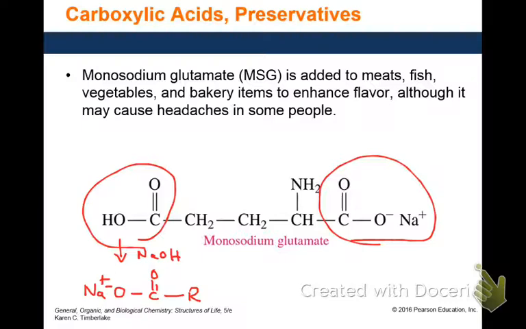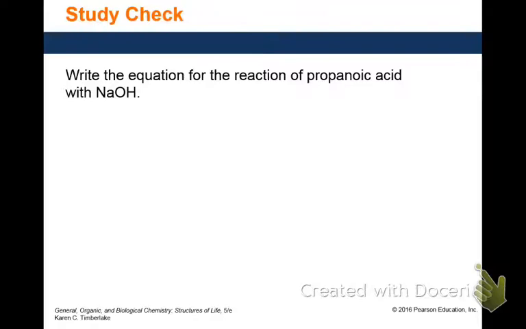So good. We're going to do the reaction equation for propionic acid and sodium hydroxide, and then we'll name the salt. Okay, so propionic acid: three carbons, good. Start with the parent chain.